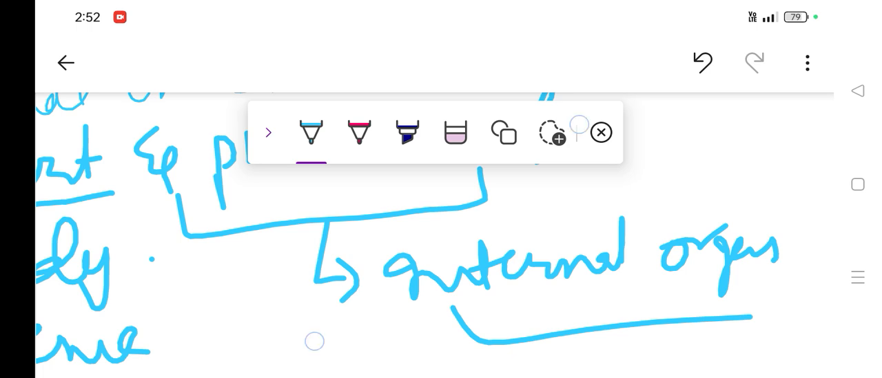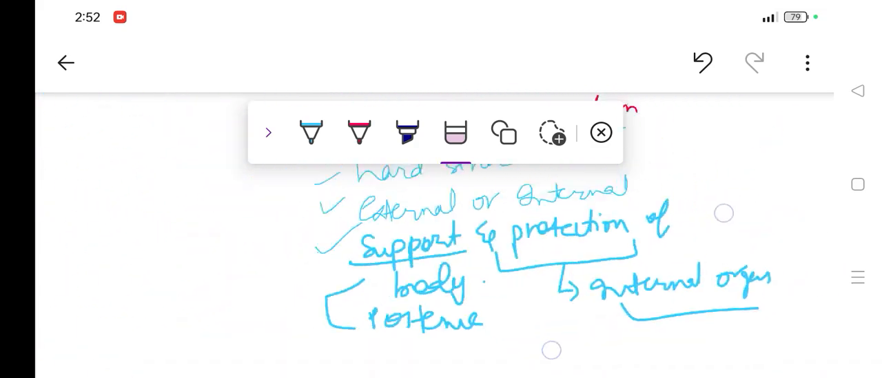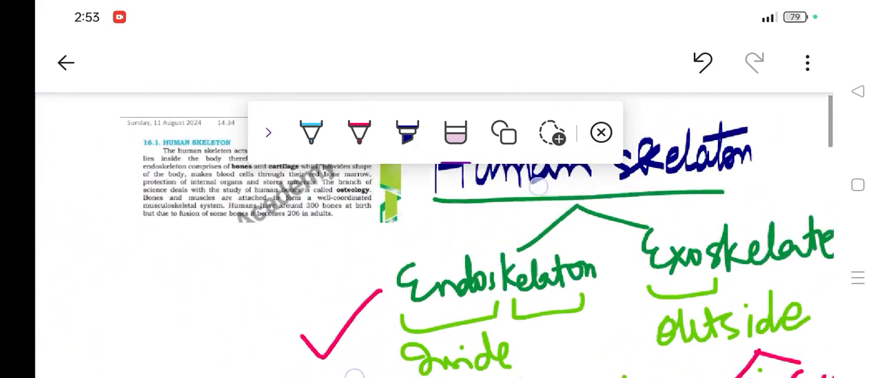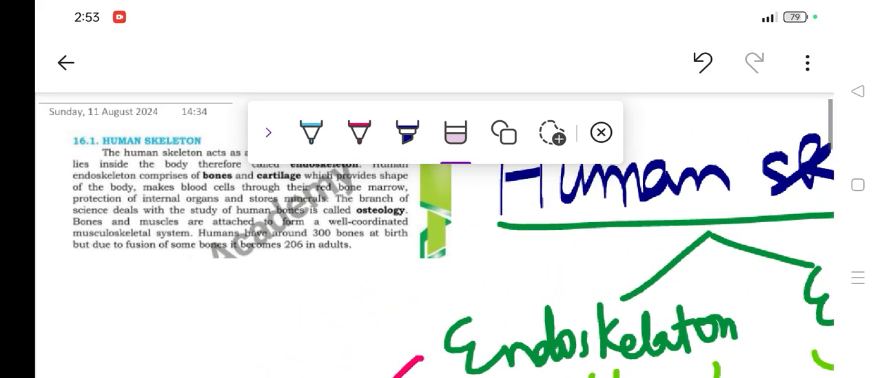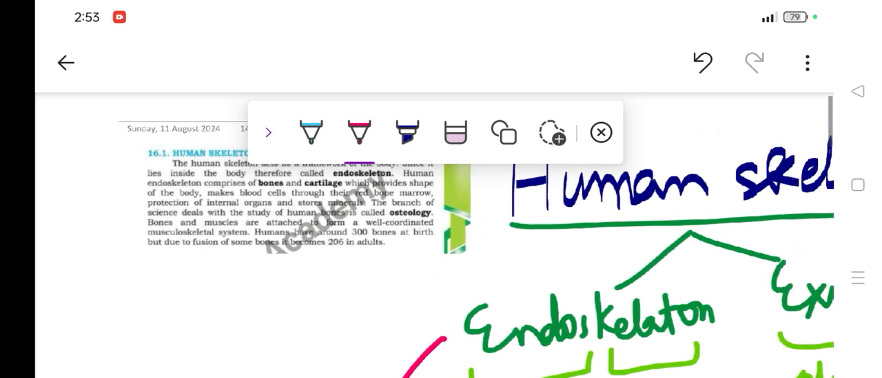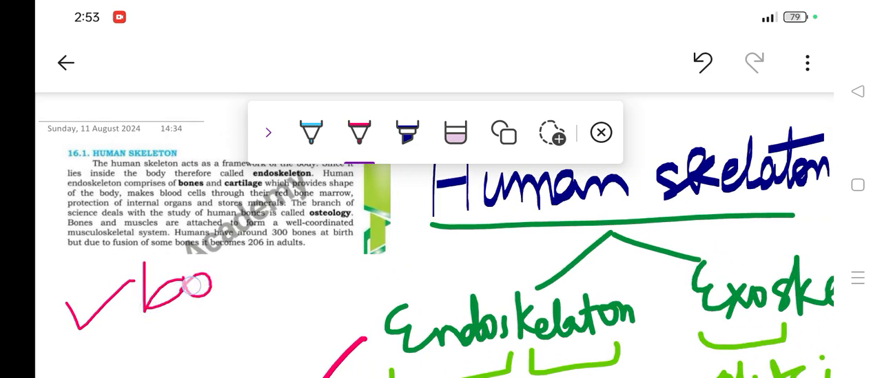So yes, this means the human skeleton is quite important because it does so many functions. I hope it is very much clear. Then let's check out what's written in our book. And yes, one very important point when we talk about the bones.